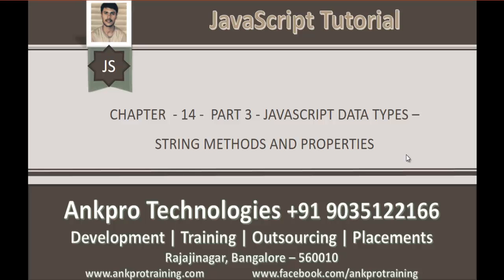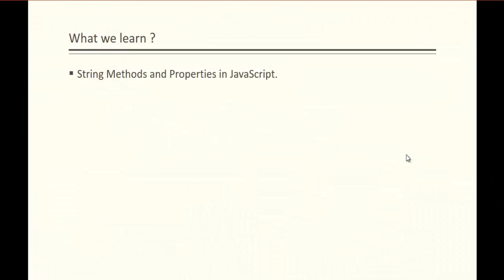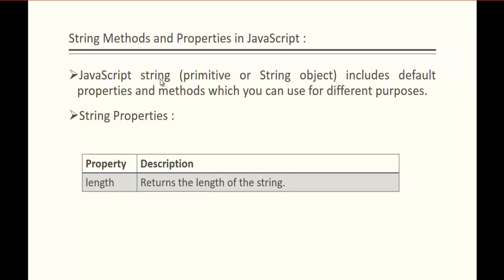My name is Harish. In this session, we are going to learn about the string methods and properties in JavaScript. JavaScript strings include default properties and methods which we can use for different purposes. First we are going to learn about the string properties, and that includes one property, the length property. This length property is going to return the length of the string. So let us see a demo of this length property.